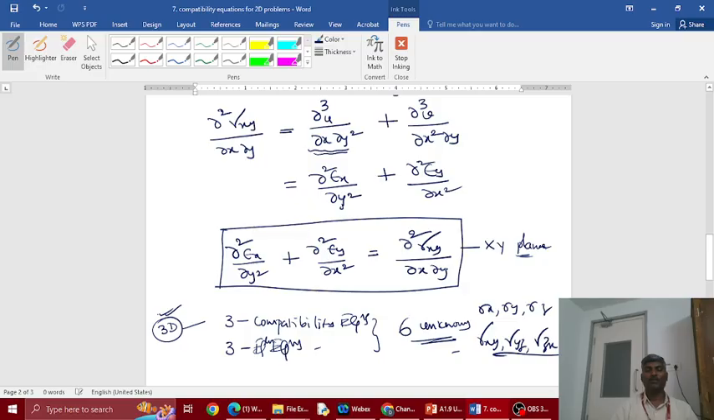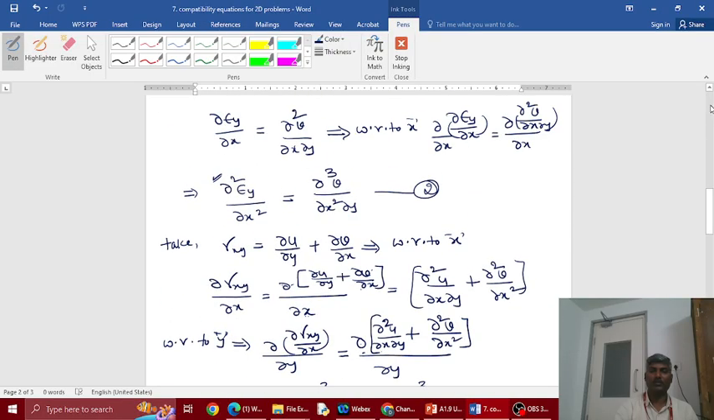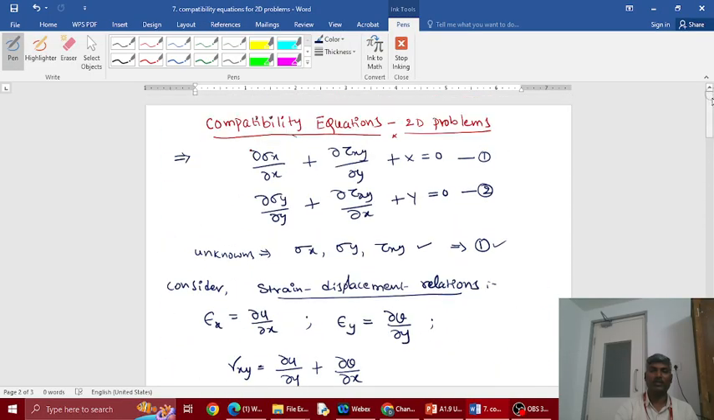So this is the detailed way of deriving the compatibility equation for a two-dimensional problem, in the xy plane.